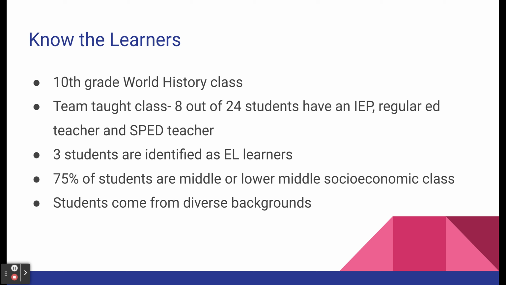Okay, so as far as the learners we have in the classroom, it's a 10th grade world history class. It's a team teach class, which means there's both a special education teacher as well as a history content teacher in the classroom. 8 of the 24 students do have an IEP, which is why there are 2 teachers in that class to support those students with the IEP. 3 students have been identified as EL learners or still have some challenges with language. The majority of our class come from a lower to middle socioeconomic class status, as well as we have students from very diverse backgrounds.